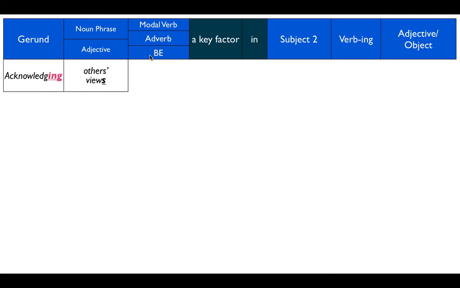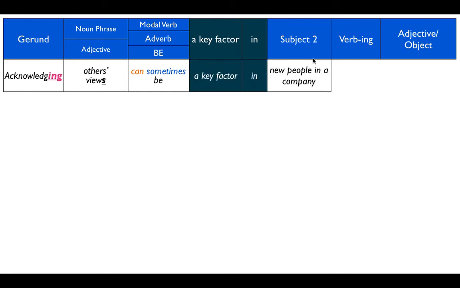Acknowledging others' views can sometimes be a key factor in new people in a company having a good relationship with colleagues. Okay, so we included the whole shebang in this sentence. We put in a second subject and we have the verb ing in both places. Okay, but instead of saying is, we are for some reason making this more hedged. We're being more careful with our language. We're not being as definite with our language.